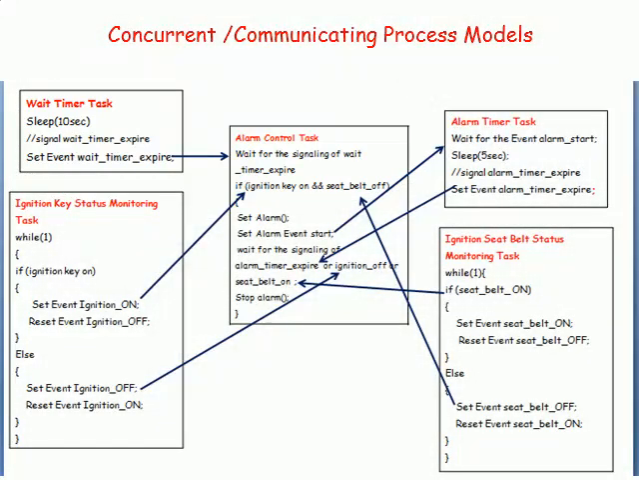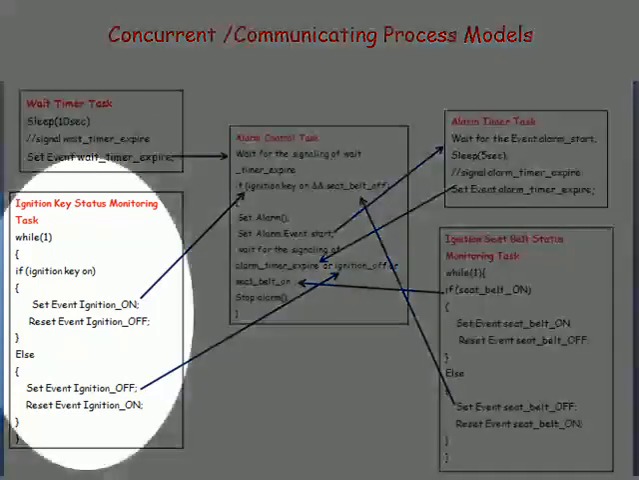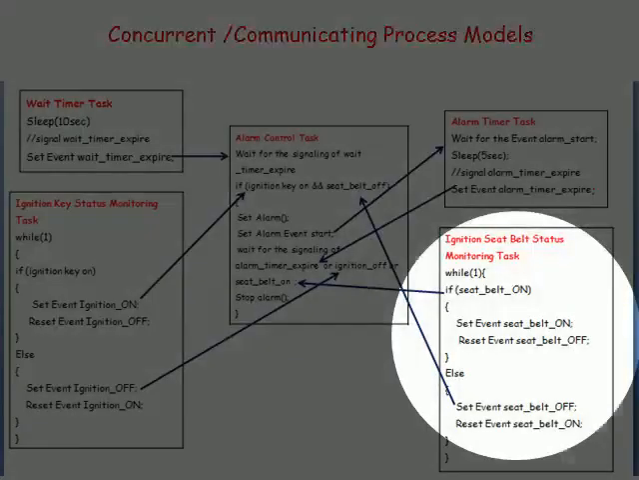Here, we will use events to indicate these scenarios. The wait timer expire event is associated with the timer task, and it will be in the reset state initially and it is set when the timer expires. Similarly, events ignition on and ignition off are associated with the task ignition key status monitoring, and the events seatbelt on, seatbelt off are associated with the task seatbelt status monitoring.